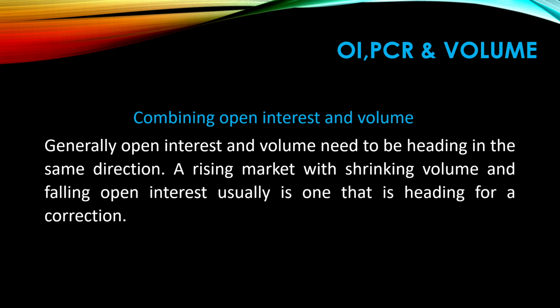So this is an example. See, a market is rising, but when you check the volume, it is shrinking. And when you check the open interest, that is falling. So what does it mean? Even though it is a rising market, but with shrinking volume and falling open interest, you are expecting a correction there. You're not expecting a further up move there. That's why I said that we have to combine these data together, and then only we will be able to read the market's direction properly.